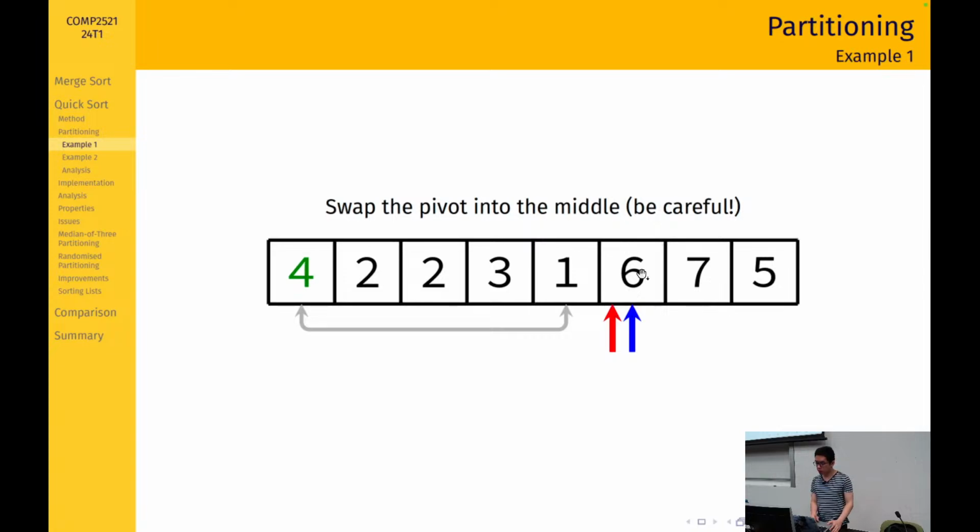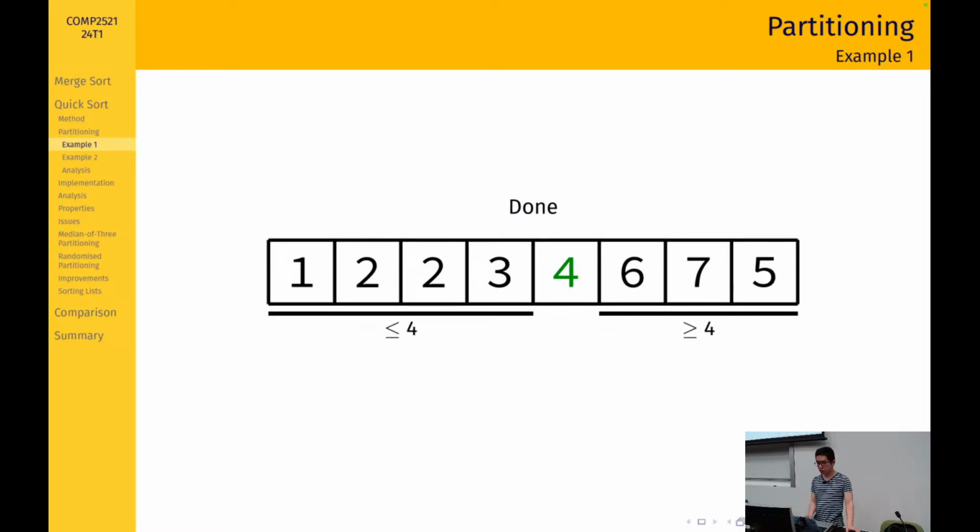The problem is if we swap the 6 with the 4, you end up with the 6 on the left of the 4, and that doesn't make sense because 6 is greater than 4, so it shouldn't be on the left. So you take the element to the left of where the indices met and swap that with the pivot. Now the pivot is in the middle. Everything on the left of the pivot is less than or equal to it, everything on the right of the pivot is greater than or equal to it, and we're done. And now you would go on and recursively quicksort both halves.